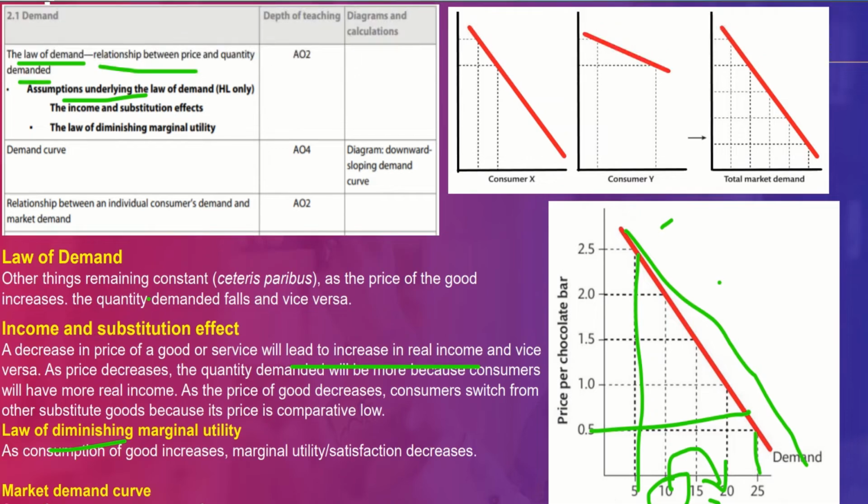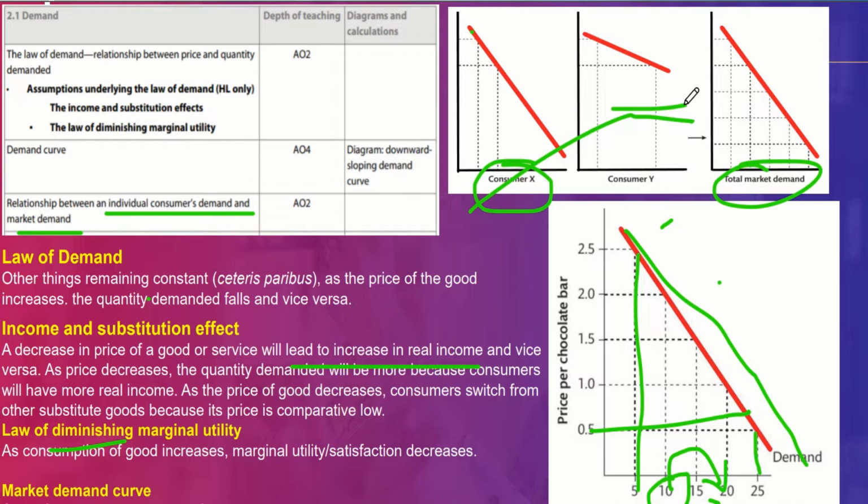Okay, and the next thing is this part. What is that? Relationship between individual consumer demand and market demand. See, individual consumer demand is nothing, it is one consumer's demand. And market demand means the combined demand of all consumers is considered as market demand. That's it in the law of demand case.